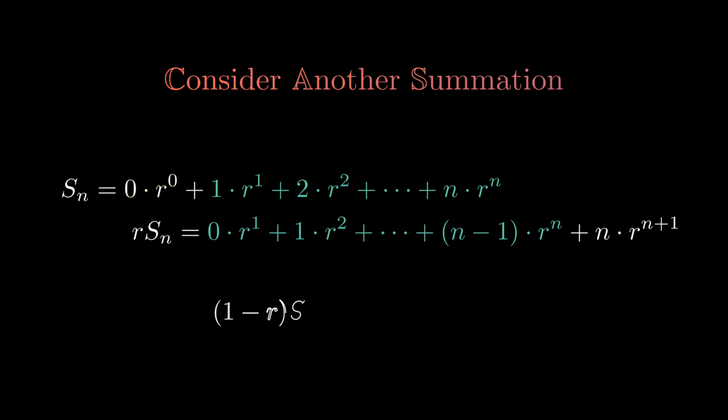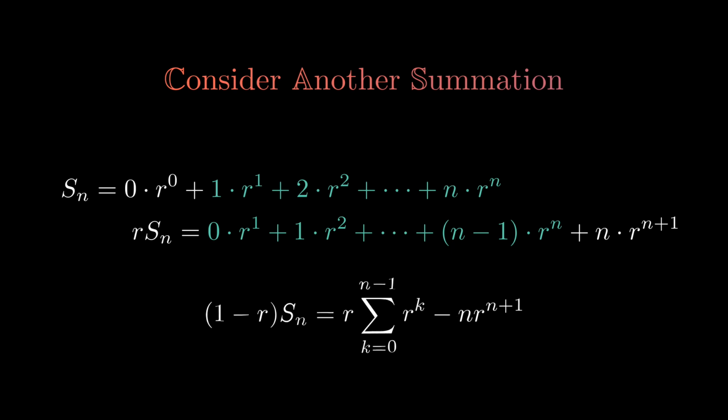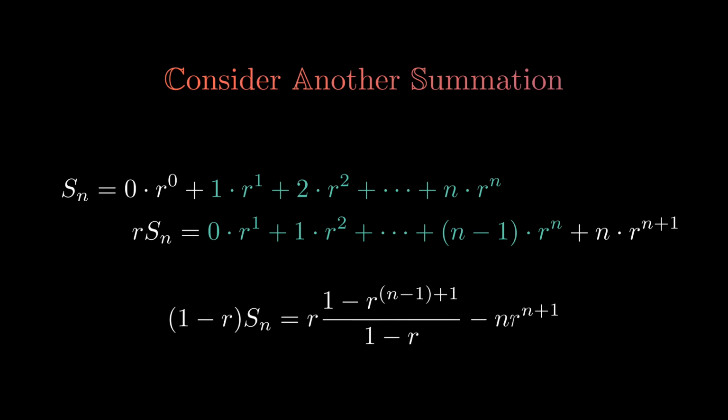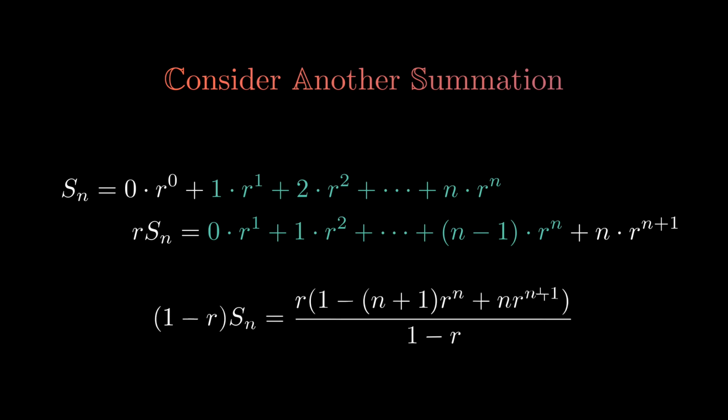Hence, 1 minus r times Sn is equal to the sum from k equals 1 to n of r to the power of k minus n times r to the power of n plus 1. From here, we can apply the previous formula we derived by factoring out an r from the summation so that the index of the summation starts at 0 instead of 1. Then it just takes a few more steps of simplifying to obtain the formula for this summation.